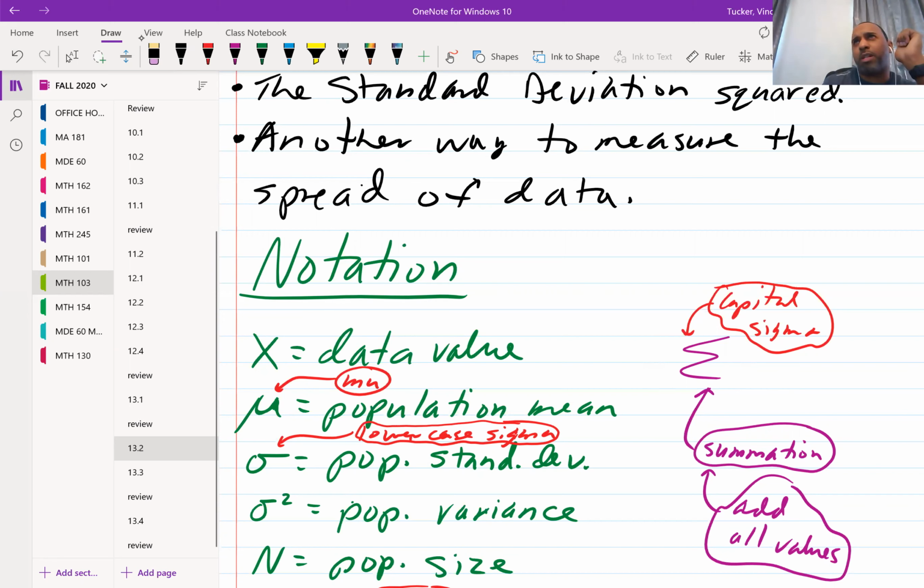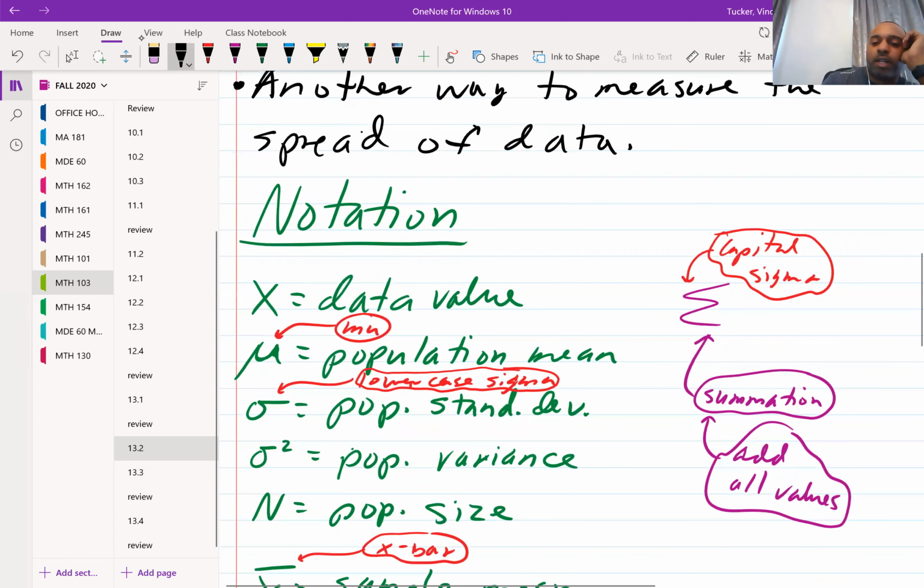Epsilon. Anyway, never mind. Capital sigma is the summation that represents the addition of all of your values. So if you have sigma and then another term, that would be the addition of all of your values. Then, like we said, the standard deviation squared is your variance, and then capital N is your population size.